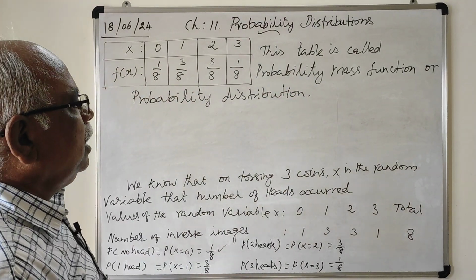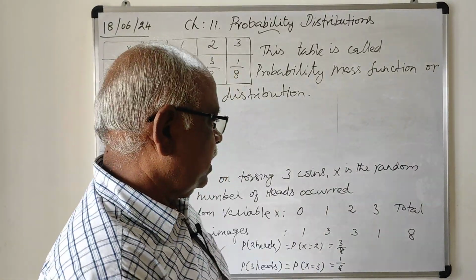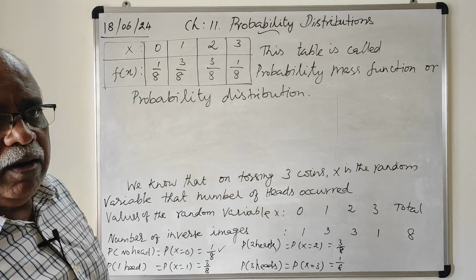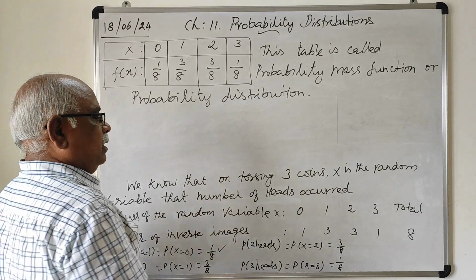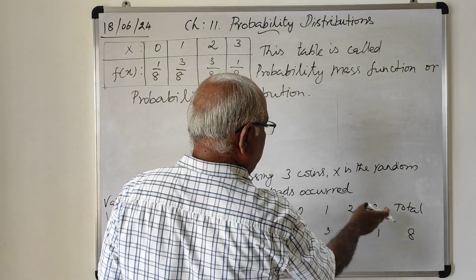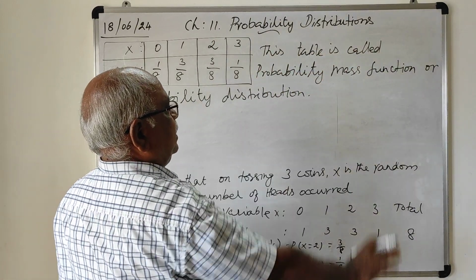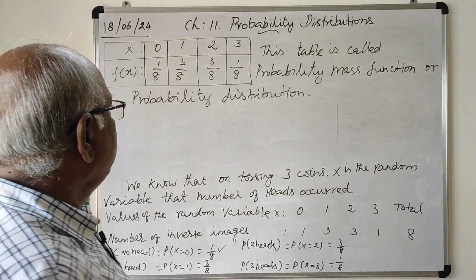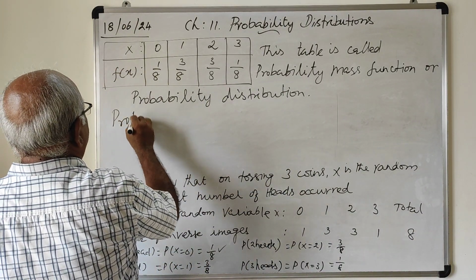So now I am going to define what is probability mass function. Just give an example for probability mass function first. Tossing 3 coins, and x is a random variable, that is the number of heads that appear. The real values of x are 0, 1, 2, 3, and the corresponding probabilities are this. This table forms the probability mass function, otherwise it is called probability distribution. Now I am going to define what is probability mass function.